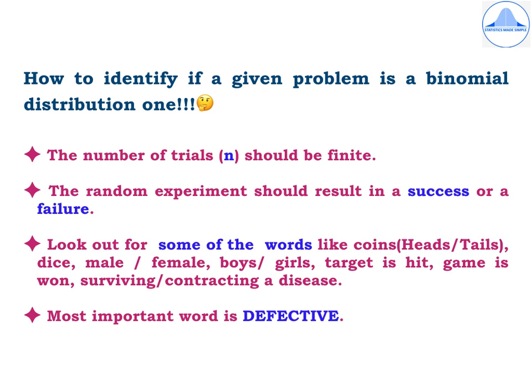Now, in the question, look out for some of the words like coins, heads or tails, dice, male, female, boys, girls, target is hit, game is won, surviving, or contracting a disease. And the most important word to look out for is the word defective. So when you see the word defective under a theoretical distribution problem, it comes in the category of the binomial distribution.